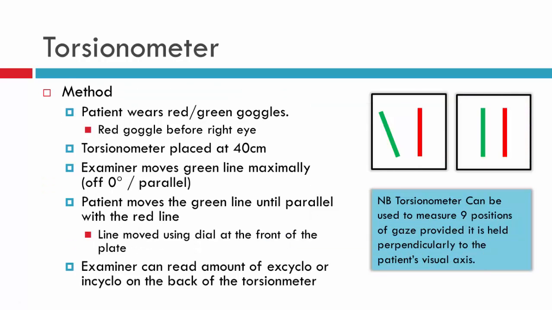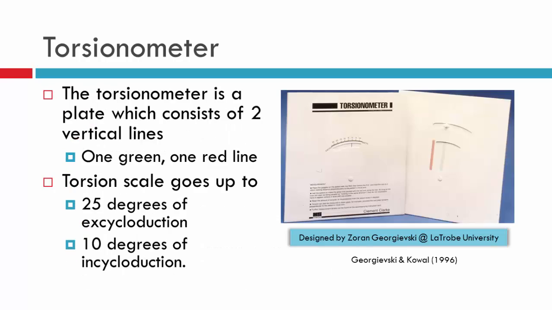It is recommended that you perform this test at 40 centimetres, and that to make it easier for your patient to make those lines parallel, you should actually move that green line maximally off zero. So as an example, you would move this all the way to the edge and then ask the patient to move it so that it is parallel to the red line.